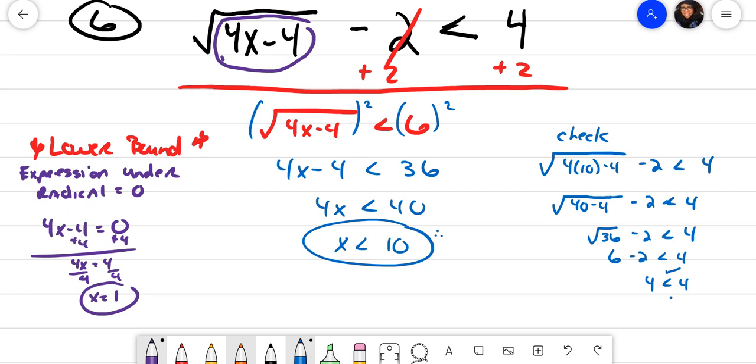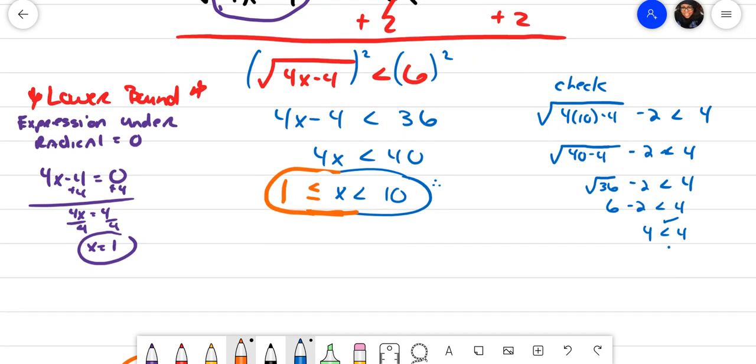On this side, it's always going to go on the lower side, because it has to be greater than that. And it's going to be x is greater than or equal to 1. And it's always greater than or equal to, because it can be 0. It just can't be less than 0. So it's always going to be greater than or equal to.